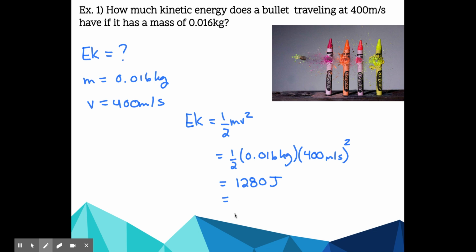And with significant digits, I actually only get 2 here. So I need to change it to 1.3 times 10 to the power of 3. I've moved the decimal 1, 2, 3 places. Joules, this has become a 3 because the 8 makes the 2 round up. EK. Hey, first example done.